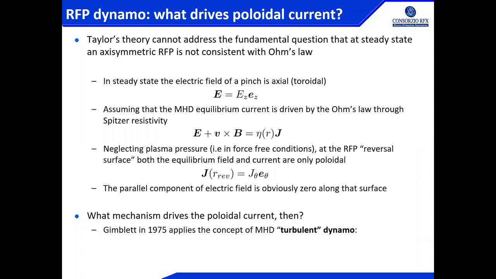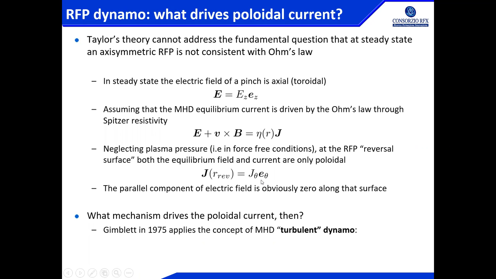Probably Professor Subadesh knows much more than me about that. The point is that Taylor's theory for the RFP does not tell you anything about dynamics. It can give you only the minimum state toward which the system will go. But how are you going to get there? And also, how is it being sustained? So the issue of the lacking poloidal current is still there. What is driving the poloidal current in the edge, in the reversal surface?